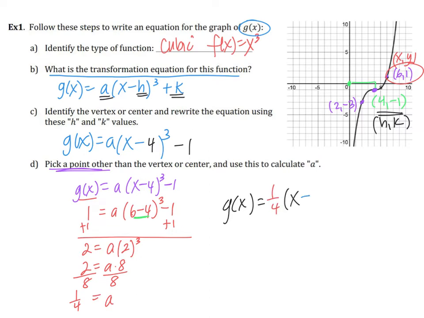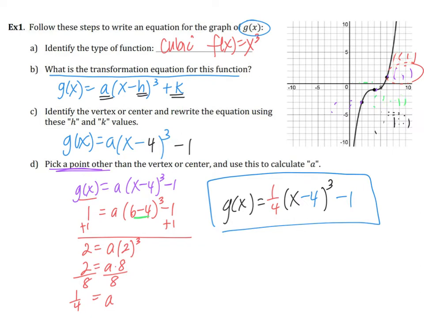My h and k are positive 4, negative 1. And so this is my final answer to represent that graph over there on the right. Now, if you wanted to try to use the 1-to-1, 2-to-8 ratio, remember I talked about that earlier. Let me erase all this over here.